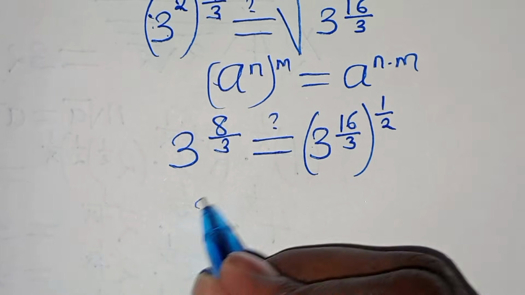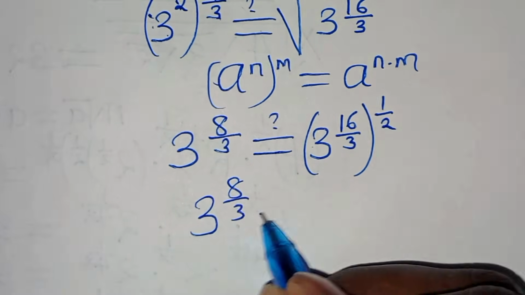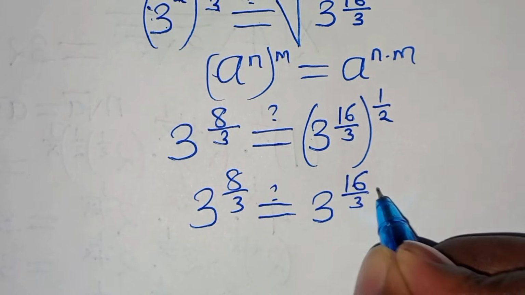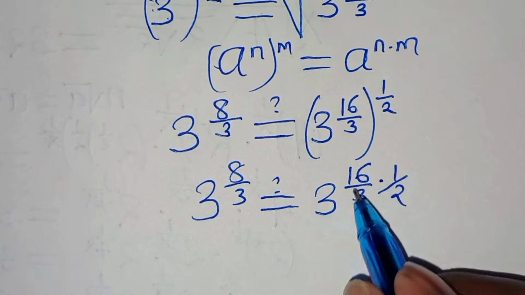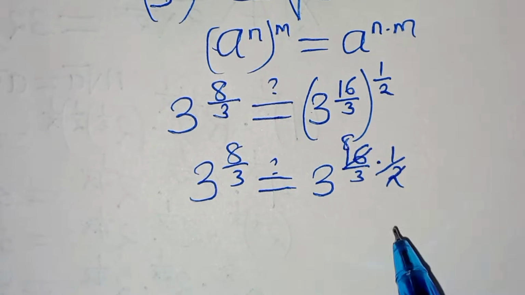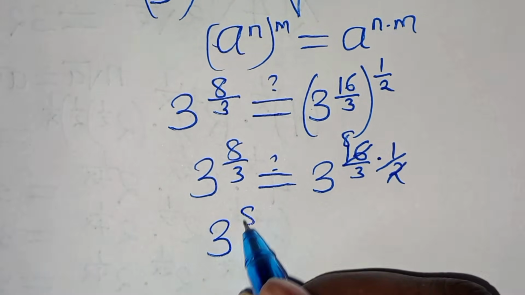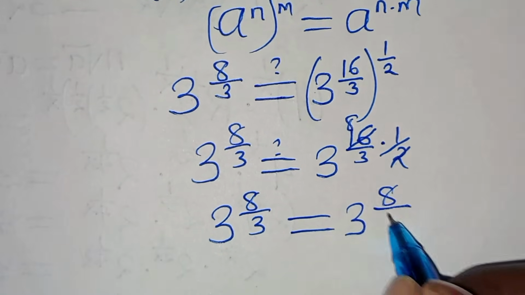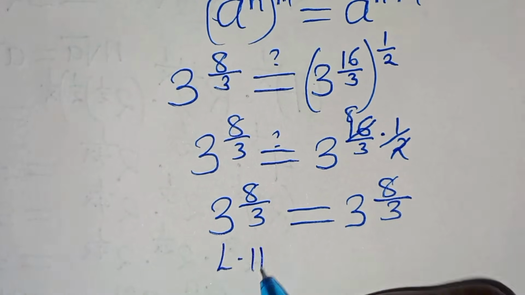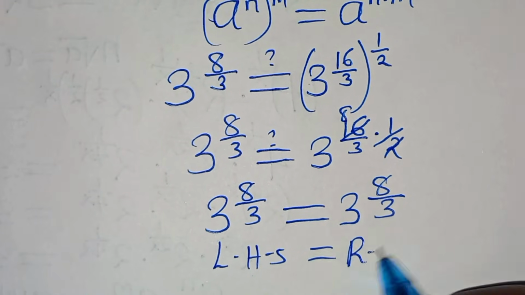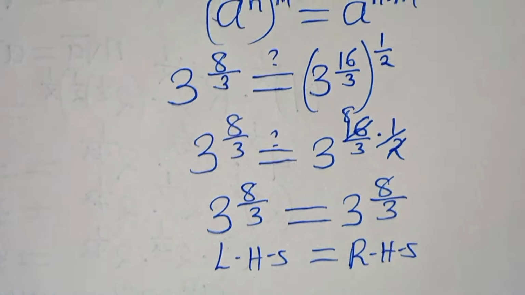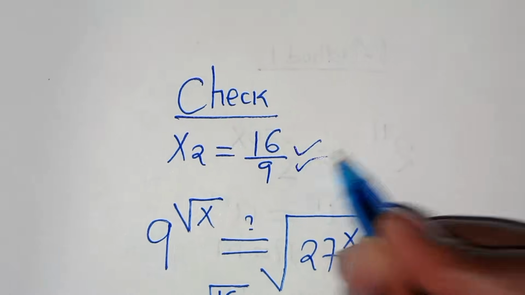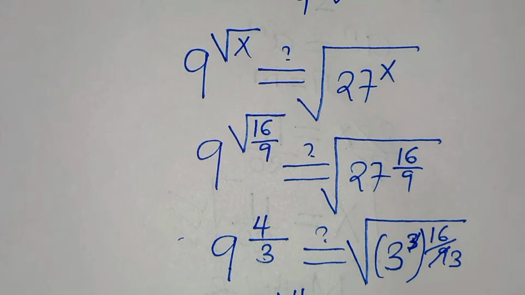And this means we have 3 raised to the power of 8 over 3. This is equal to 3 to the power of 16 over 3 times 1 over 2. 16 divided by 2, this is 8. So that we have 3 raised to the power of 8 over 3. This is equal to 3 raised to the power of 8 over 3. So the left hand side is equal to the right hand side. And this means that x2 here satisfies the equation. So both x1 and x2 satisfy the equation.